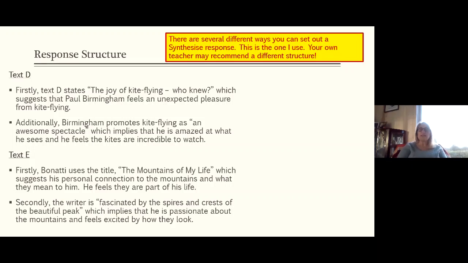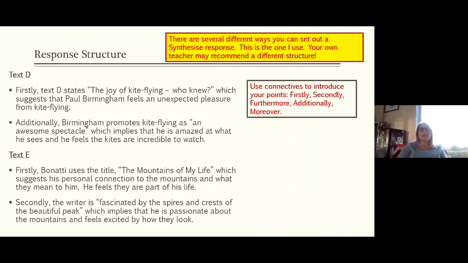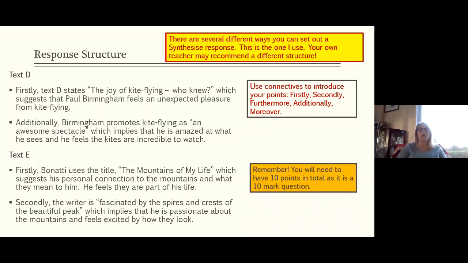So just some easy things to remember then. Use connectives to introduce your point. So firstly, secondly, furthermore, additionally, moreover. Remember, you need to have 10 points in total as it is a 10-mark question. Okay, so those are your two takeaways from this. And also I'd say use text D as your titles, or whatever the texts are called.